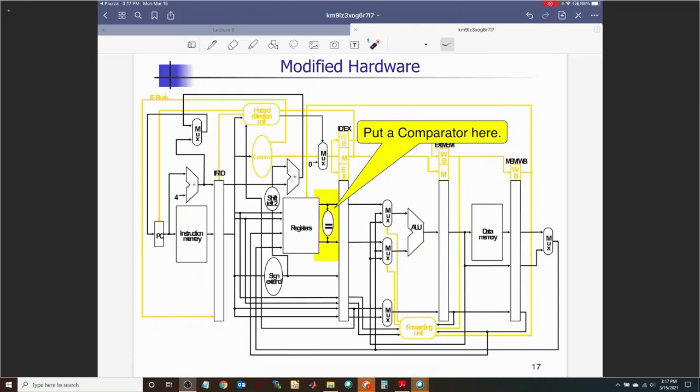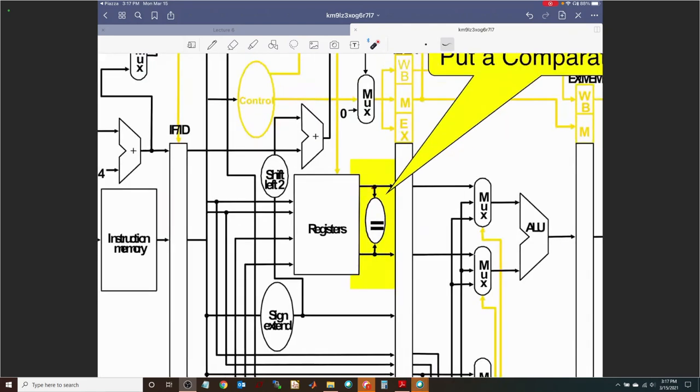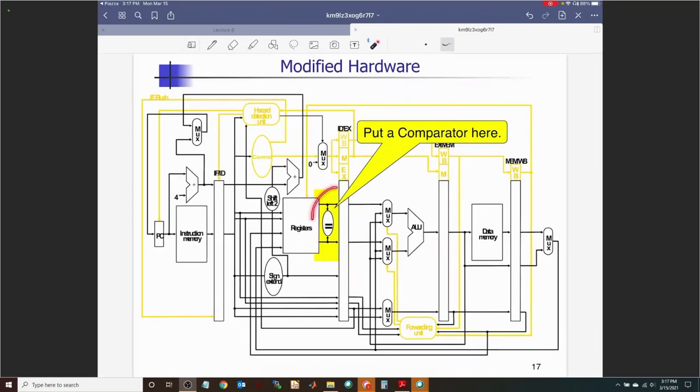So for the branch, all I'm doing is checking the contents of two registers, whether they are equal or not. So in reality, I could have put a comparator right here whenever I read the register file for RS and RT. And if my comparator says that they are equal, I could have made that decision right there. So let's include a comparator soon after things are read out of the register file in the instruction decode stage.